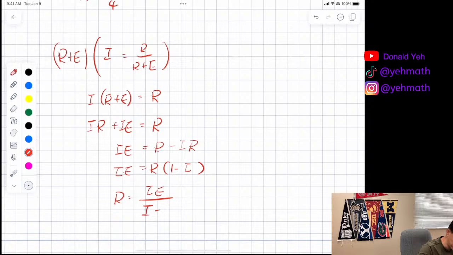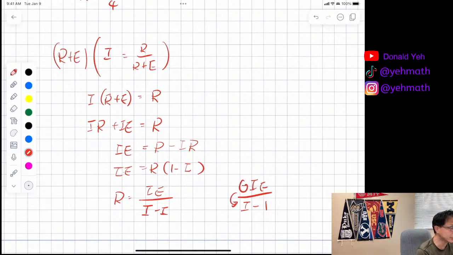Now some people say their answer is negative IE over I minus 1. They are the same answer. If you take this negative sign that should be on the bottom, they're identical answers. But you need to find out this and this are the same. Annika?